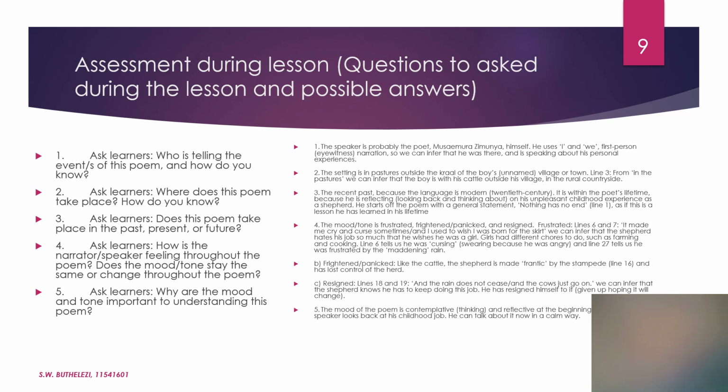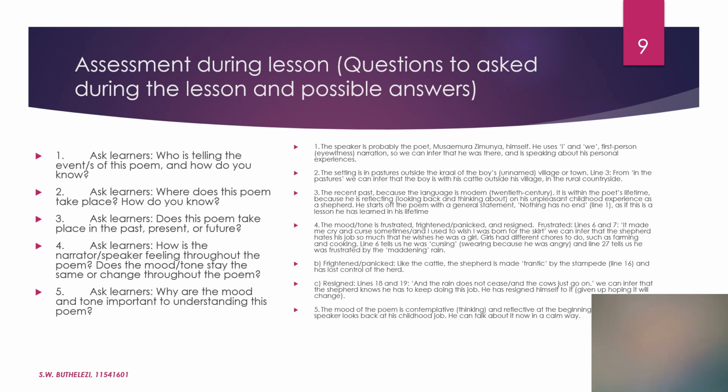The words like I and we are used. By using these words, we can infer that he was there and he is speaking about his personal experiences. That's why we can say he is the one who is telling this poem. The second question may be, where does this poem take place? This poem takes place in the pastures because it is where the boy used to herd the cattle.